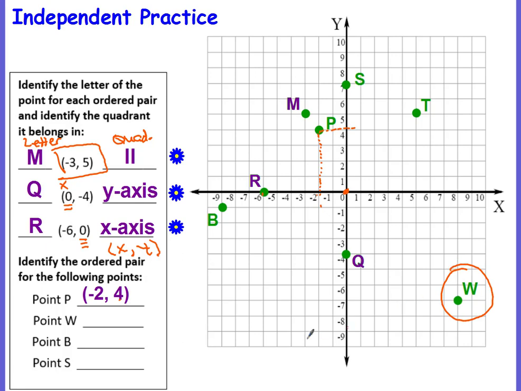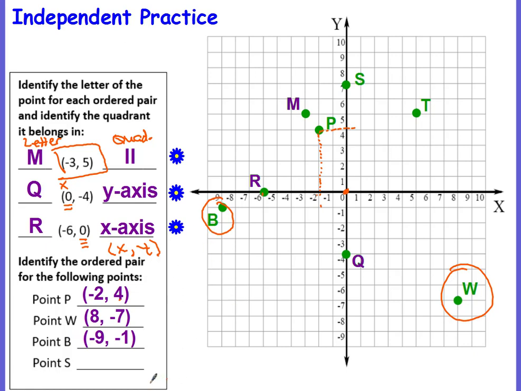Point W is down here. Come back and check. Okay, point W is at 8, -7. Go ahead and try for point B, which is over here on the left side. Come back and check when you have your answer. Point B is located at -9, -1.